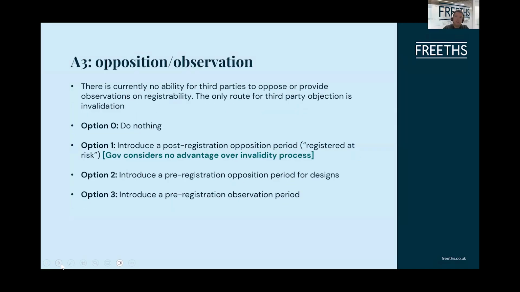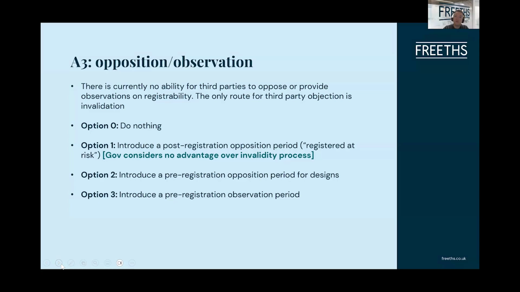And then the last piece to the searching and examination proposals are the proposals for an opposition or observation period. So currently there is no ability for third parties to oppose or provide observations on registrability. The only means that they can attack an application is for an invalidity attack post-registration. So here there are a number of options. Option 0 to do nothing.